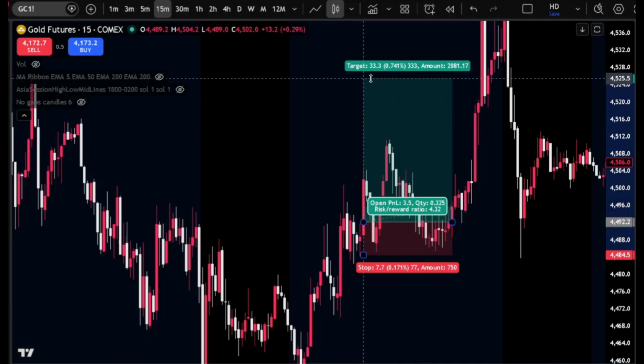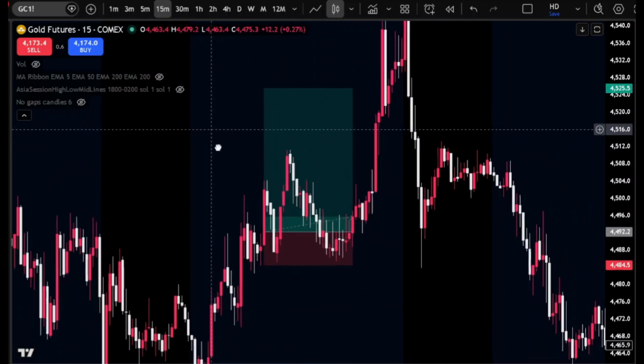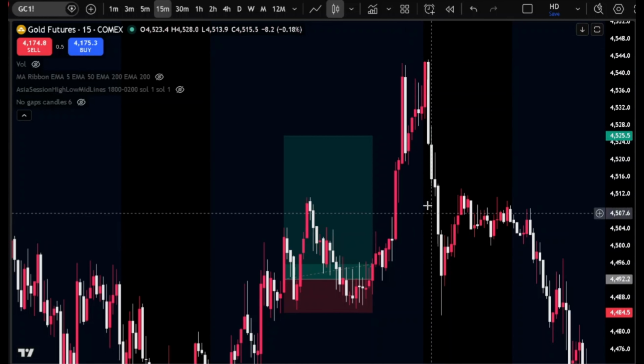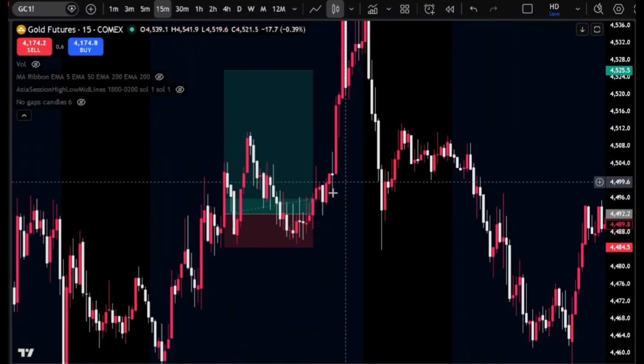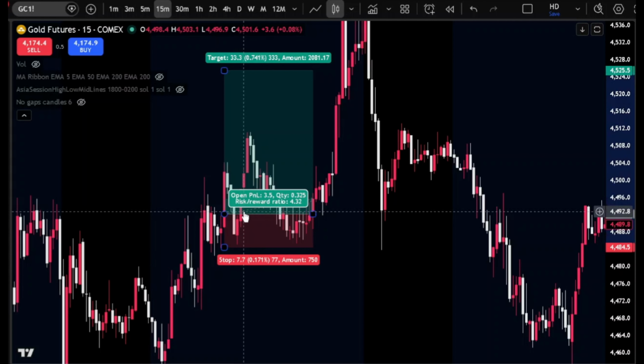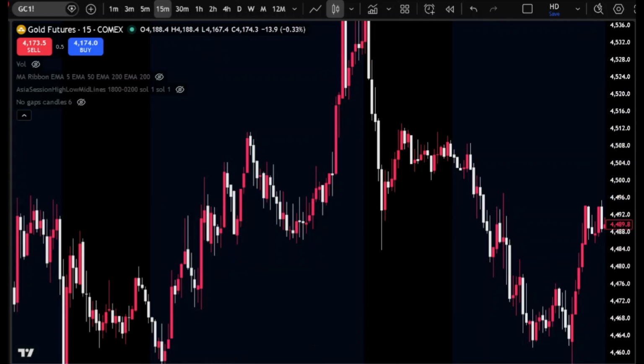You could put it there or you could put it even higher here because obviously market is in an uptrend now, and as you can see, the market came and it just went right up.